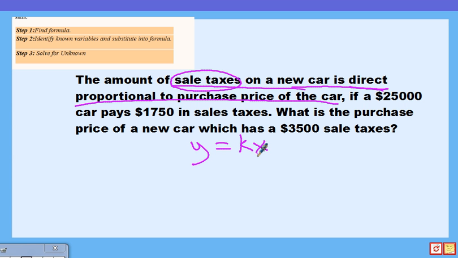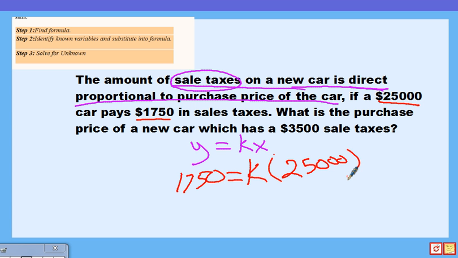So now I need to use the information they give me to figure out my new value of my car. In order to do that, I have to use the information they give me: if the car is $25,000, the sales tax is $1,750. So again, what influences each other? I'm going to say that $1,750 sales tax is equal to K times X, which is the price of my car.